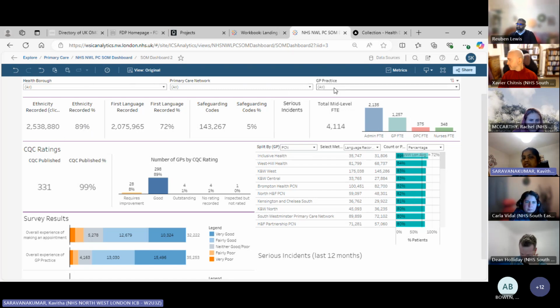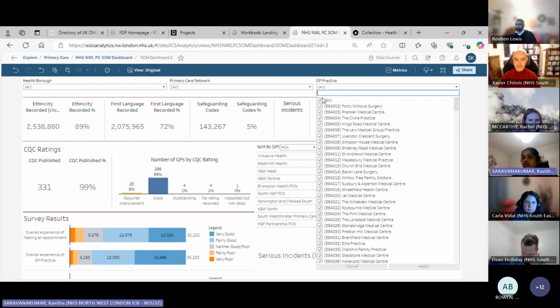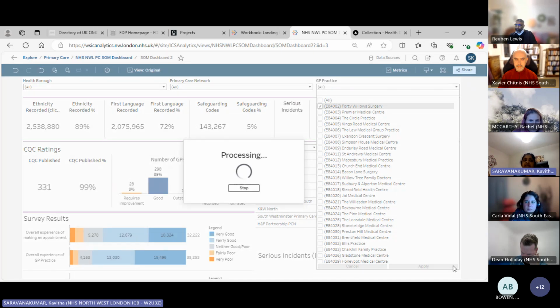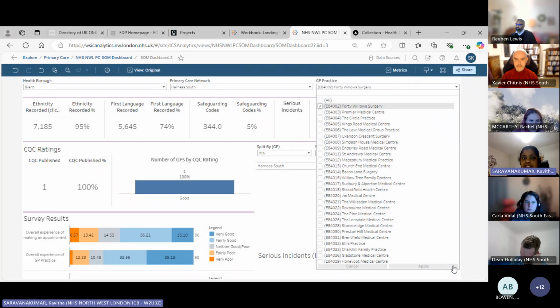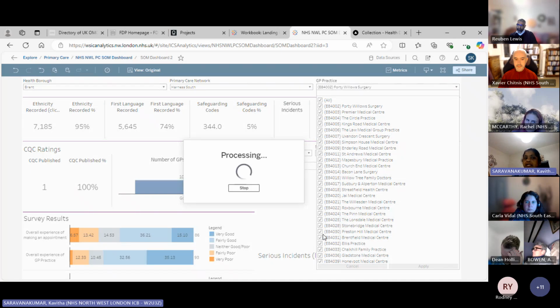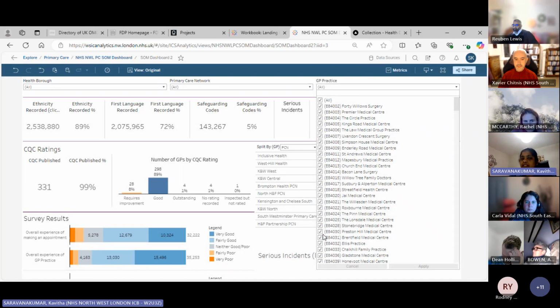And then because you can go down by practice, you can start to look at it practice by practice. So if I pull one practice, you can see they're probably different. 89% was the Northwest London. This particular practice is 95, so they're doing much better. So they can focus on their own area if we go down to a practice level or a PCN level. And the fourth area is looking at the first language recorded. As we move into more and more population health managed approach, there is a need to intervene with these patients to help improve the care.